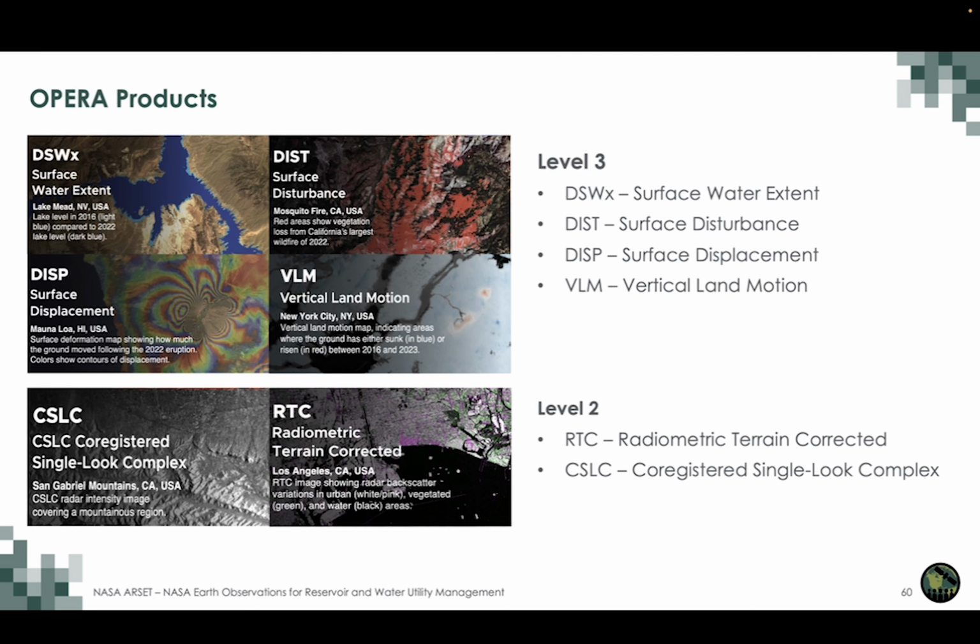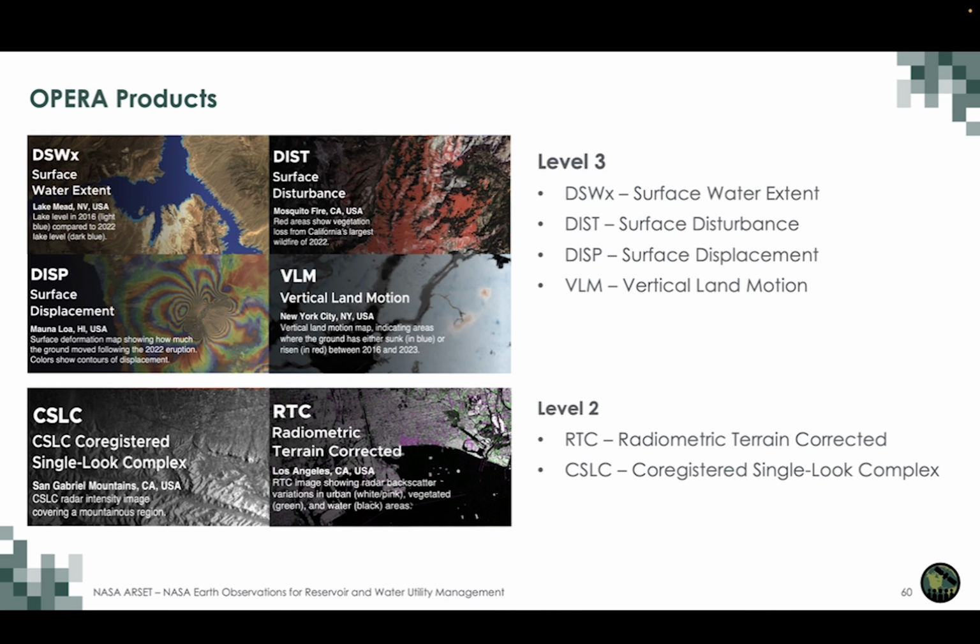Let's review the specific OPERA products available to water managers. The Level 3 Surface Water Extent, or DSWX, dynamically maps changing reservoir boundaries and flood inundation in near real time. The Level 3 Surface Disturbance identifies rapid land cover changes, like burn scars, which is critical for predicting post-fire runoff and debris flows.